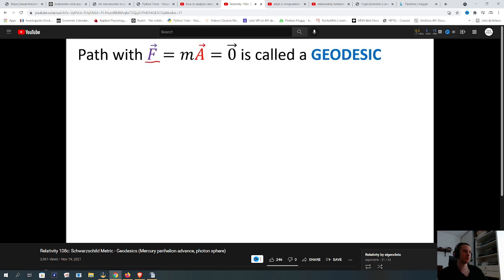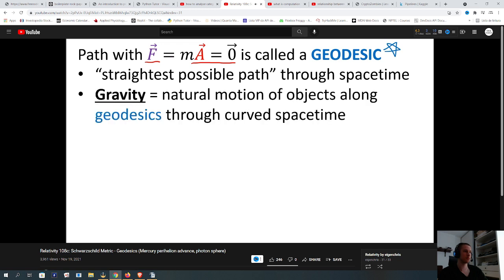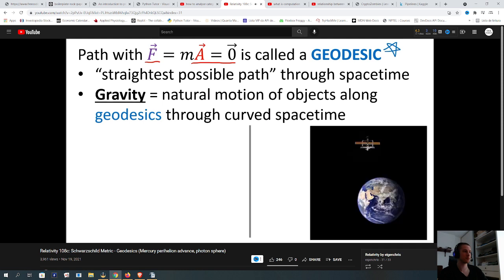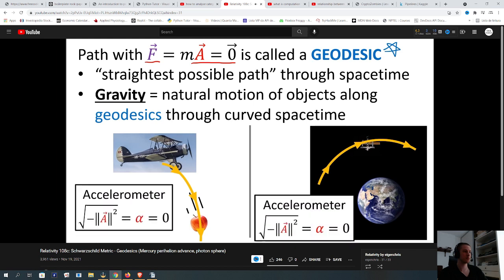A particle with no forces acting on it has a zero four-acceleration vector, and it follows a path through spacetime called a geodesic, which is sort of like the straightest possible path through spacetime. In general relativity, gravity is just the natural motion of objects traveling along geodesics through a curved spacetime. An object orbiting a planet, or freely falling down towards the planet, will both measure no proper acceleration on their accelerometers, so these are traveling along geodesics in spacetime.